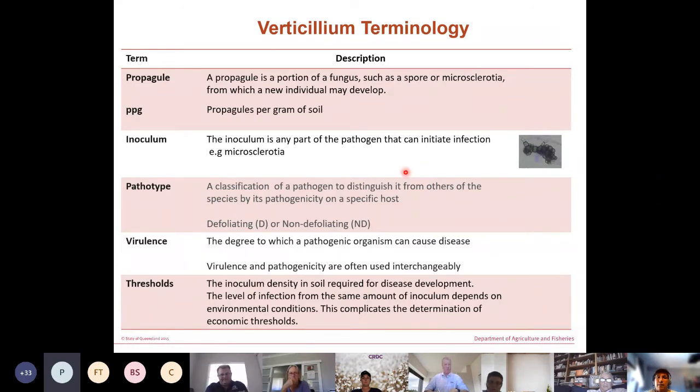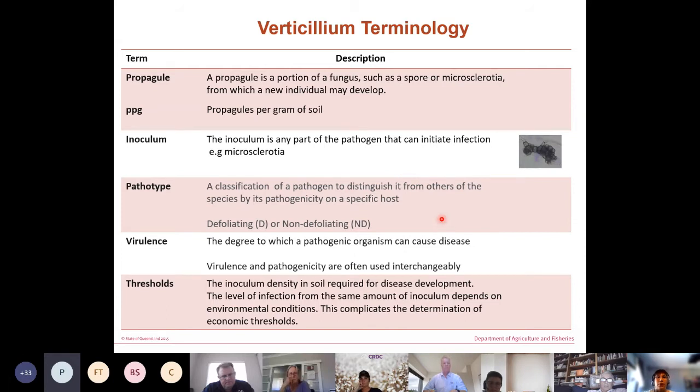Inoculum is any part of the pathogen that can initiate infection, and I will be talking about the life cycle of Verticillium dahliae, and it starts with the microsclerotia germinating. So this is what we would term the inoculum, the microsclerotia.